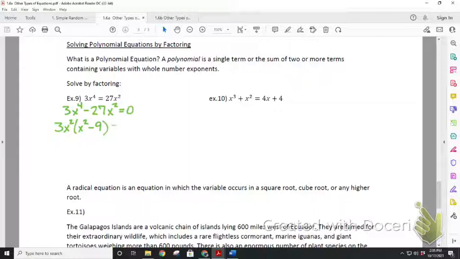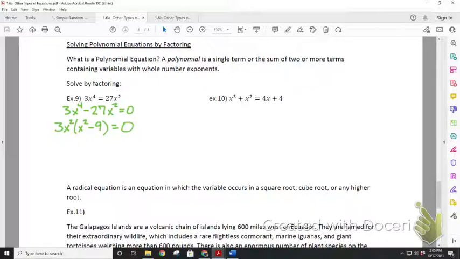If you're still confused on that step, think about it as if I was to undo this and distribute this out, would I have the original problem? And yeah, 3x squared times x squared is 3x to the 4th. 3x squared times negative 9 is negative 27x squared. At that point, you're about done.